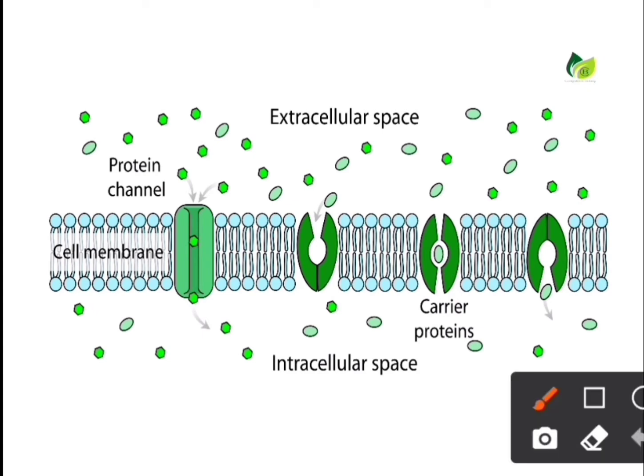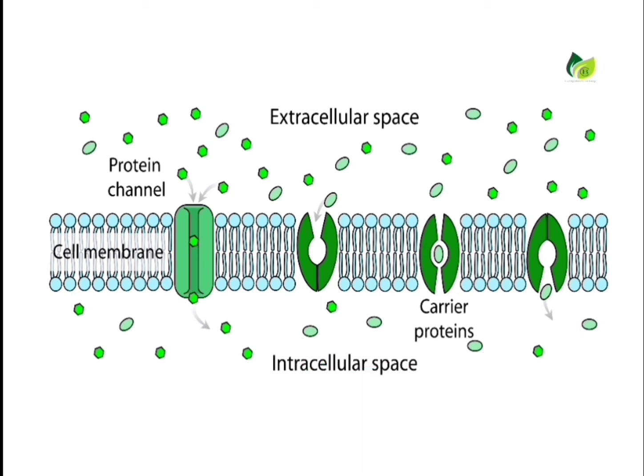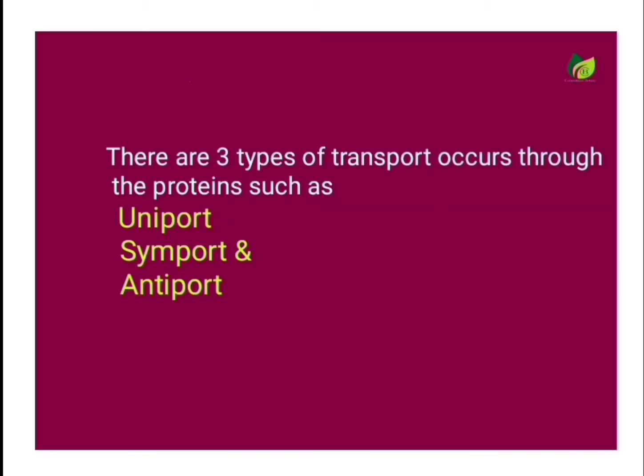You can see the image. These three are the carrier proteins. Generally, the carrier proteins bind to a substance and carry it across the membrane. The movement of molecules across the carrier proteins is relatively slow when compared to the channel proteins. There are three types of transport through the proteins, uniport, symport and antiport. This is our actual topic. Let's see one by one.